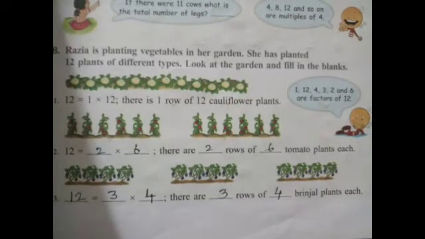Next, same page 69, we have B. Razia is planting vegetables in her garden. She has planted 12 plants of different types. Look at the garden and fill in the blanks. That's the question. First one is cauliflower. So 12 multiplied by 1. All the 12 cauliflower she planted in one row itself.